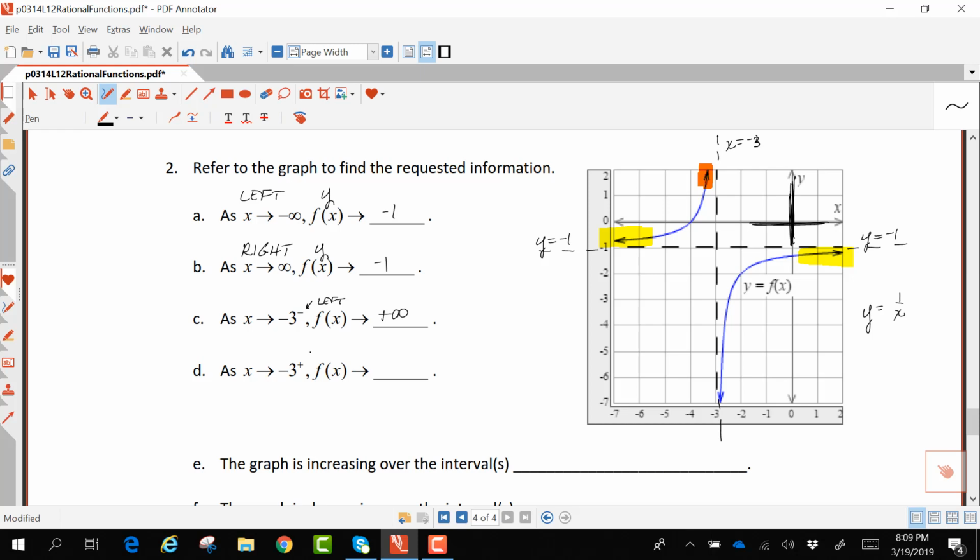Part D, as x approaches -3 from the right side, and let me highlight that region, which would be here, the right side of the vertical asymptote, it is going down, so the f of x, which is your y value, is going down to -infinity. That's a little more difficult a question, and if you can understand that, that is wonderful.